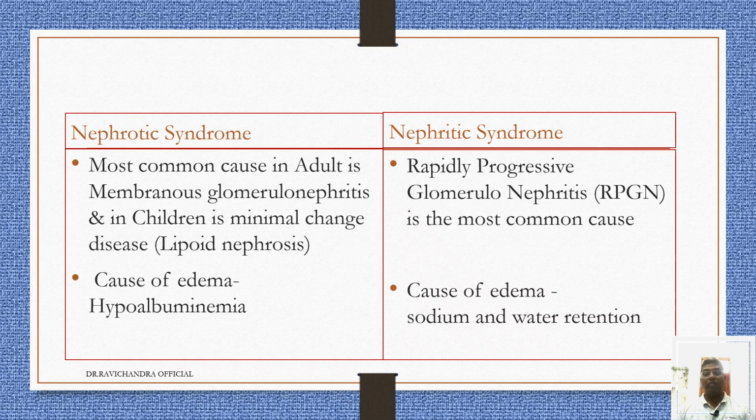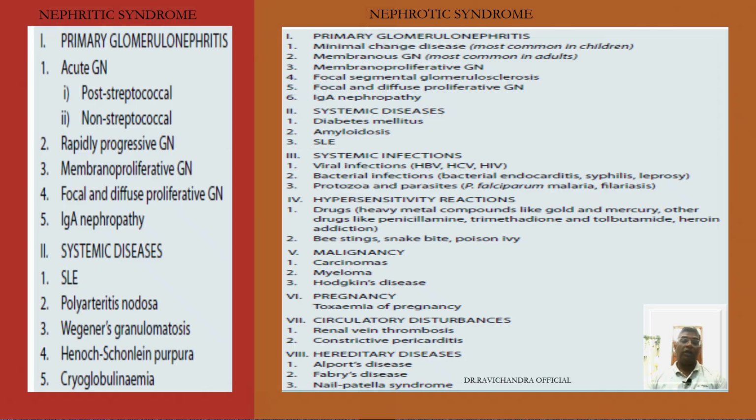The cause of edema in nephrotic syndrome is hypoalbuminemia or decreased colloid osmotic pressure, and the cause for edema in nephritic syndrome is sodium and water retention. This can be asked for MCQs and in viva they can ask you these 2 questions. What are all the glomerulonephritis that come under the nephrotic syndrome and that come under the nephritic syndrome?